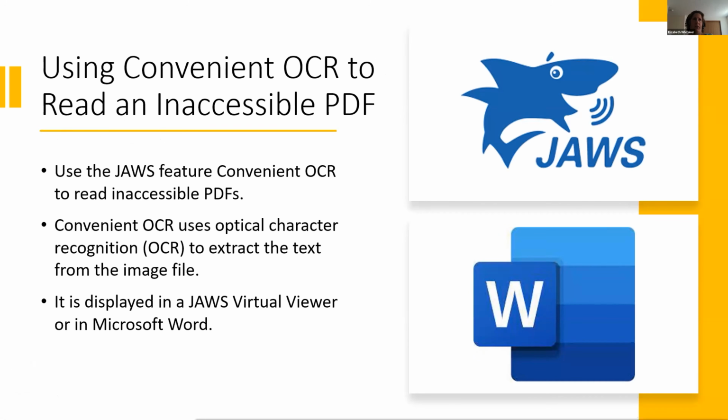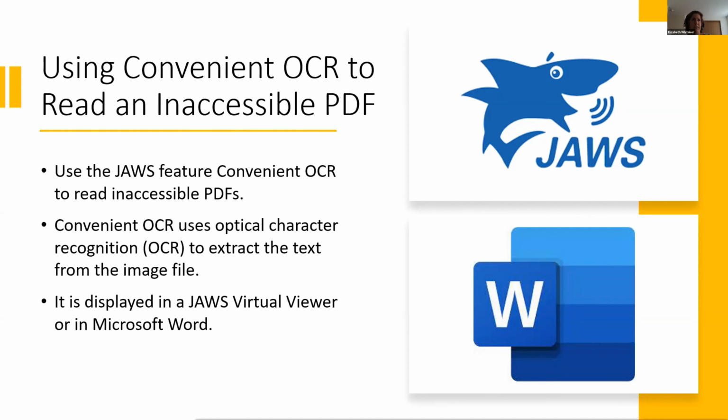All right. So we're going to talk about our last topic today, which is something you can try if you have a PDF that's not accessible. This feature is Convenient OCR, and it's a JAWS feature. It uses optical character recognition, or OCR, to read text in inaccessible PDFs and images. It'll read text in the images. Those of you who have used scanners and OCR software before will be familiar with that.